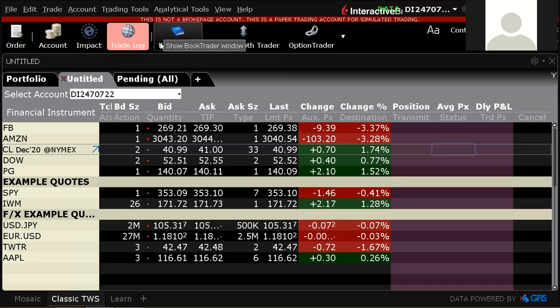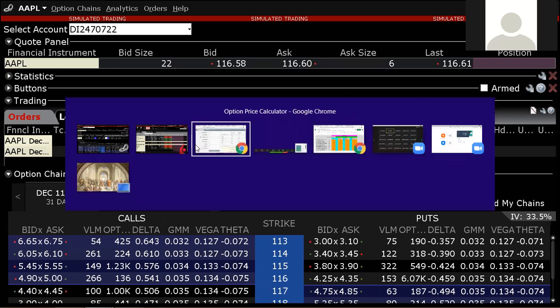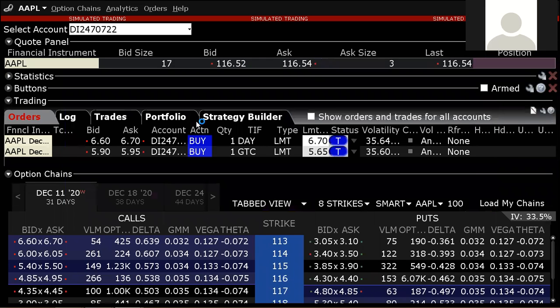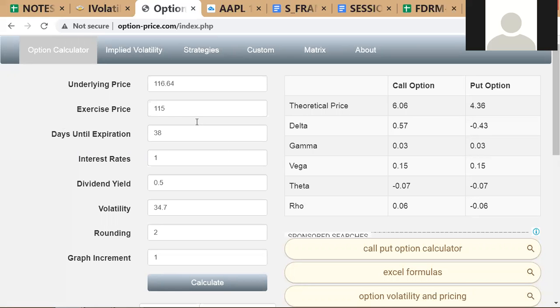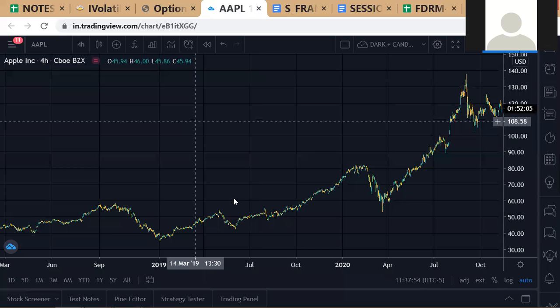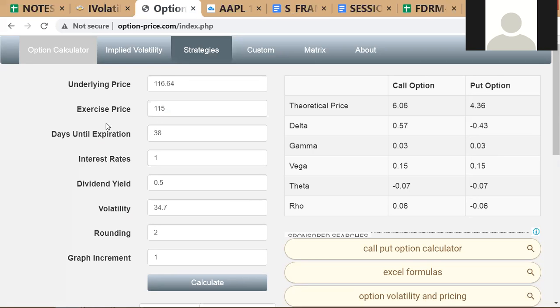So let's understand here what's going on. Let's understand this statement that I'm trying to show you here: you have intrinsic value and time value, and the impact of one on the option price can more than offset the impact of the other. Okay, let's look at this option price. That's why I started with the question of the intrinsic value.